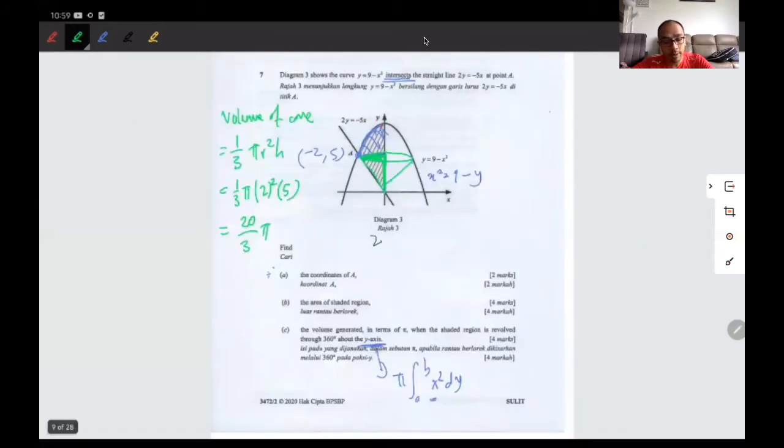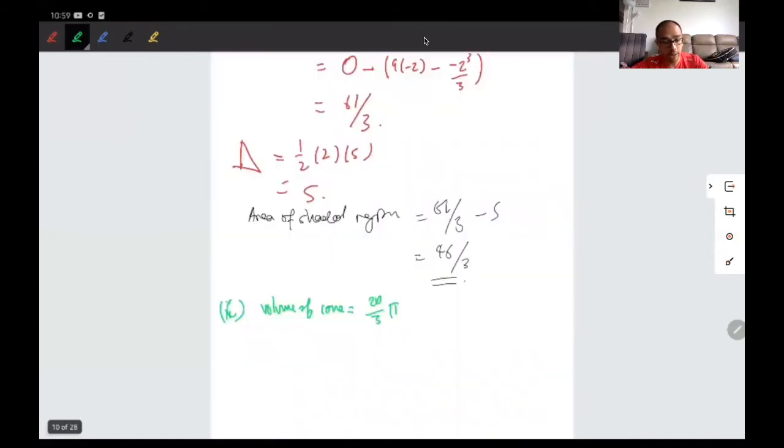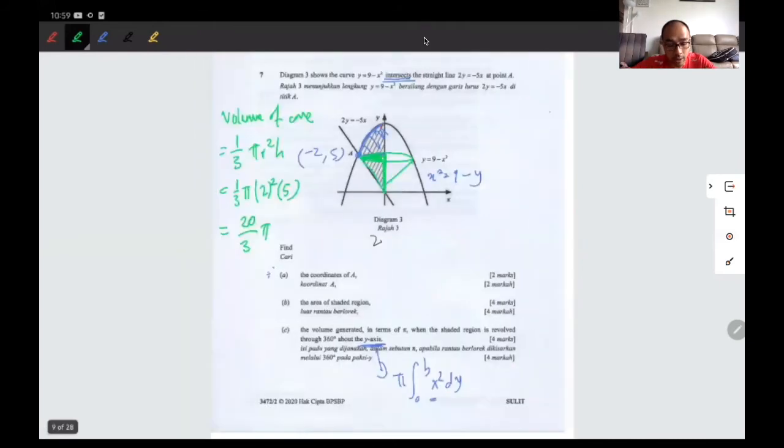So the problem now is the volume of the blue section, the bowl. That's where the integration comes in. So the volume of the bowl will be pi, then we have to integrate from where? Here to here. And here I know is 5. But what about here? This is 9.